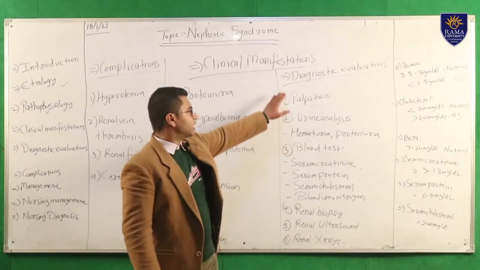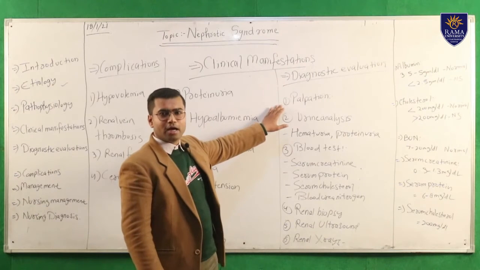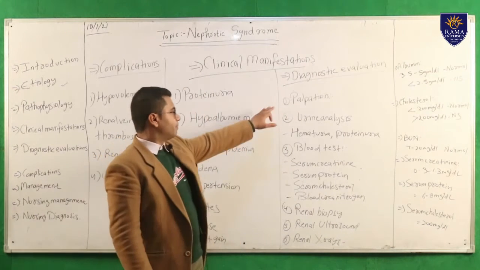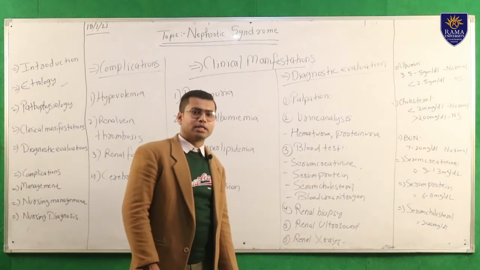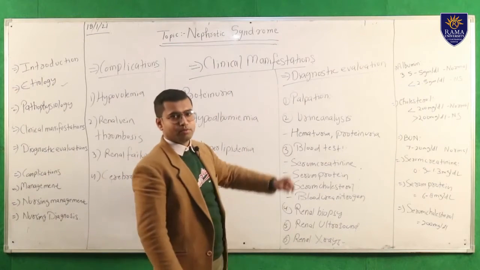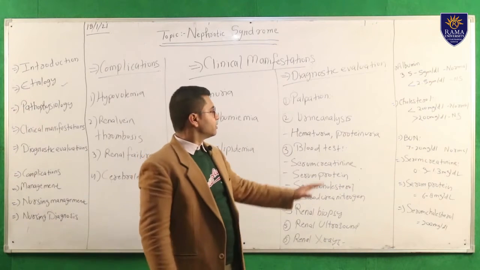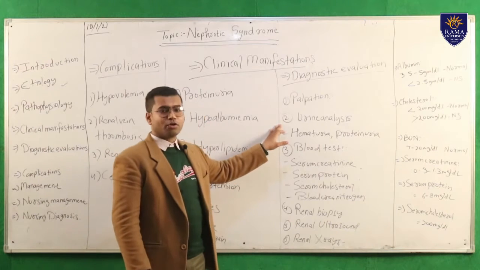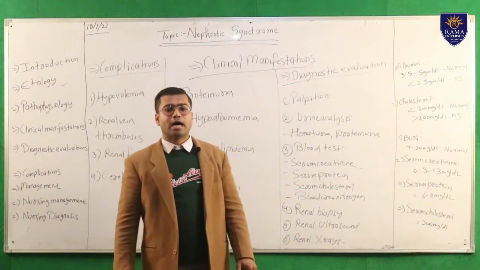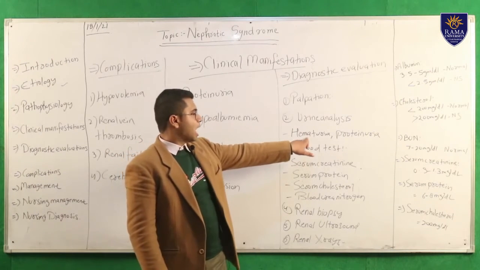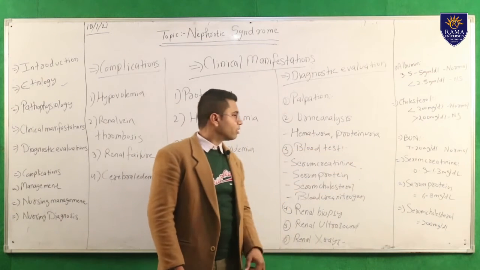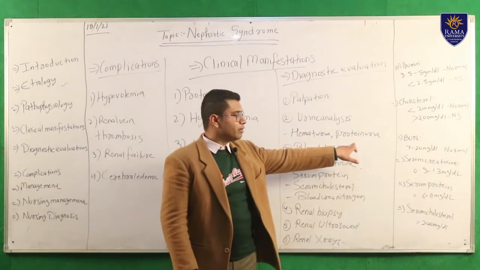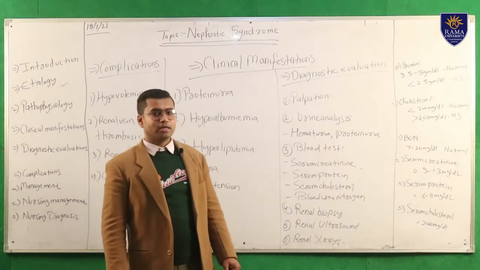For the diagnostic evaluation, first we can go for palpation. In palpation, the kidney will not be palpable, because the client having nephrotic syndrome has edema or ascites. Due to that, the kidney will not be palpable. Then we can also go for urine analysis. In the urine analysis, we have to mainly look for hematuria and proteinuria. Hematuria means presence of blood in the urine. Proteinuria means presence of protein in the urine.